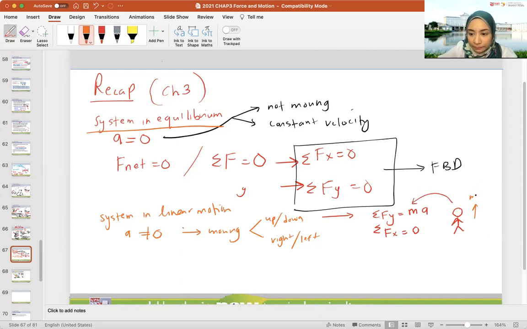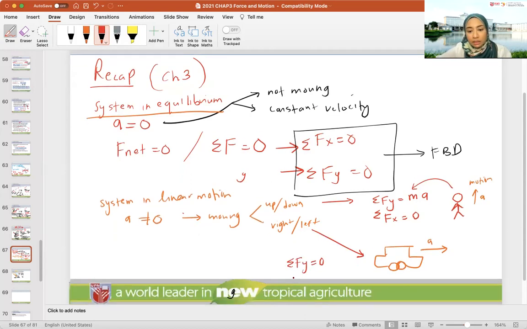Okay, going up motion. What if we have a car? I don't know how to draw a car now. Okay, so your car is moving to the right. It has some acceleration. It's not flying. Therefore, your condition for this car is going to be net in the Fy equals 0 and net in the Fx equals ma. What m is this? It's the mass of the car, and the acceleration of the car. And then you need to know how to draw your free body diagram because you need to write your equation based on your free body diagram. So that is our recap.